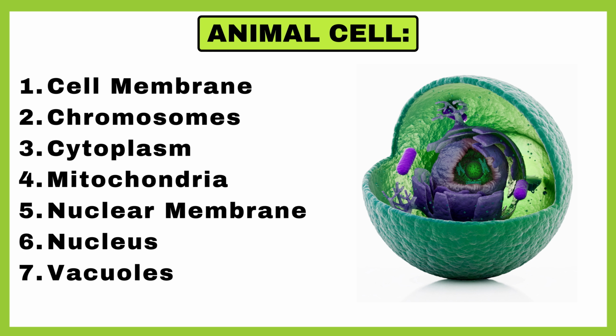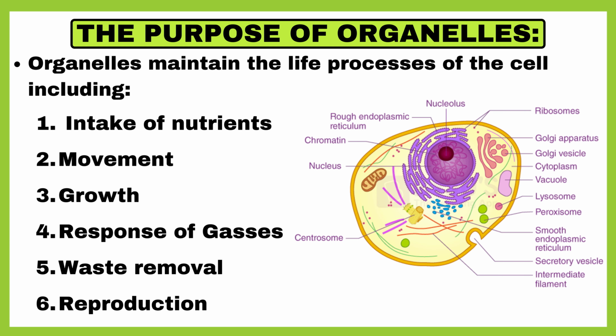Now you can see the animal cell: cell membrane, chromosomes, cytoplasm, mitochondria, nuclear membrane, nucleus, and vacuole. The purpose of organelles: you can see a very complex structure of an animal cell shown over here. Organelles maintain the life processes of the cell, which include intake of nutrients, movement of the cell, growth of the cell, exchange of gases, water removal, and reproduction of the cell.